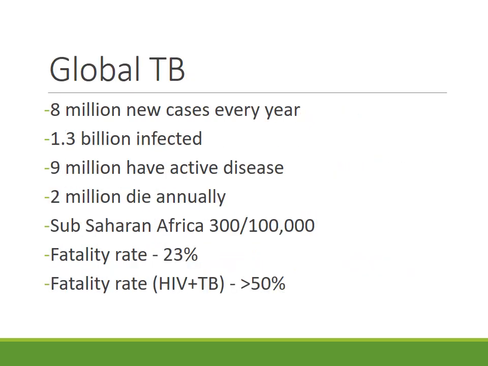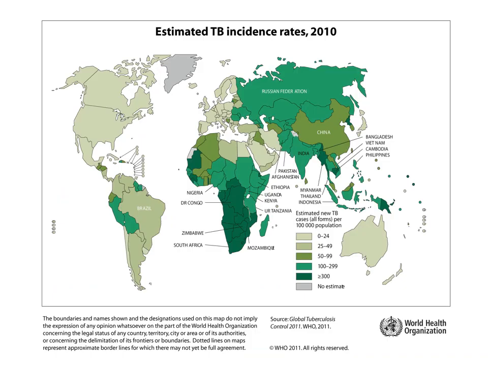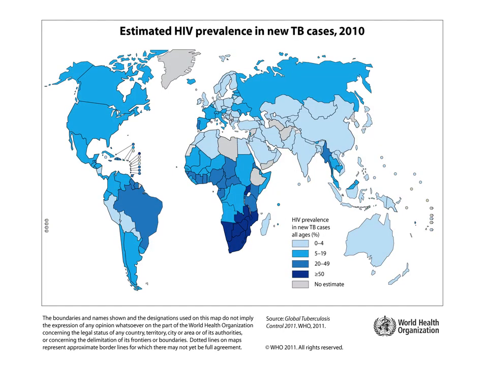There are 8 million new cases every year and 1.3 billion are infected. 9 million have active disease and 2 million die annually. The fatality rate is 23% and the fatality rate for HIV-positive TB is more than 50%. Estimated TB incidence rates in 2010. Estimated HIV patients who got TB.